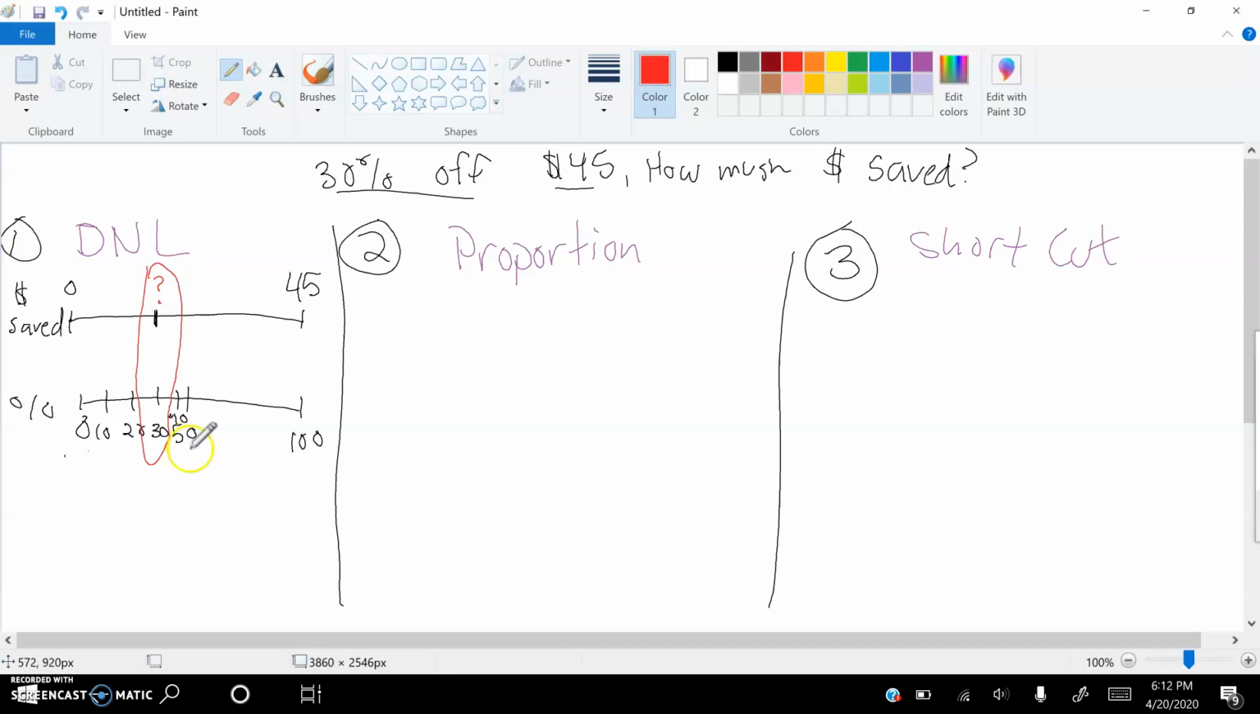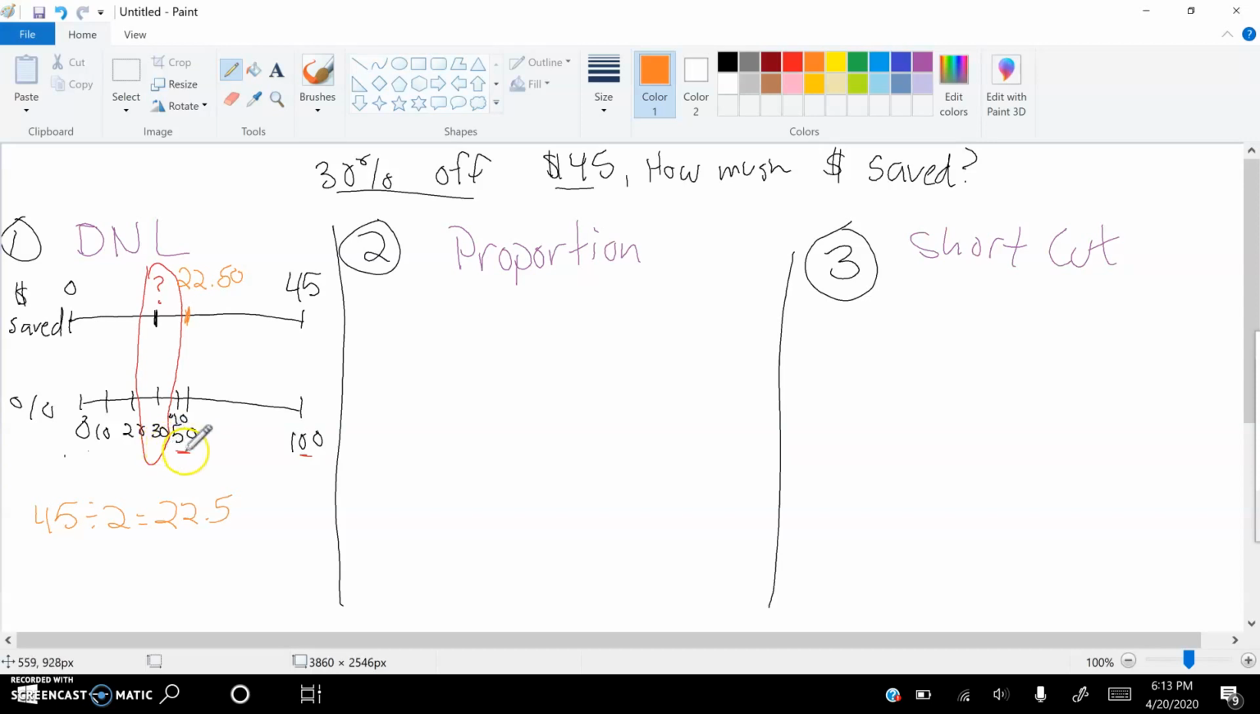So similarly to how at first I found 50% here, because that's half of 100, let's take half of 45 and see how much we would save if it were half off. Well, in that case, we would save $22.50 because 45 divided by 2 is 22.5. So right here, $22.50. So that's 50% off. We still need to get down to 30.